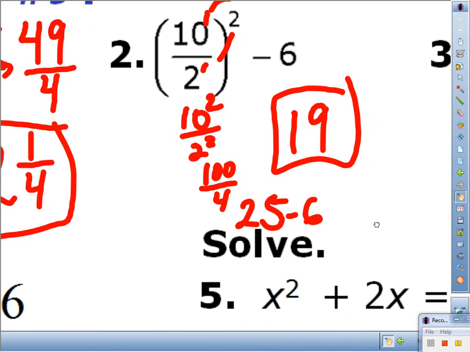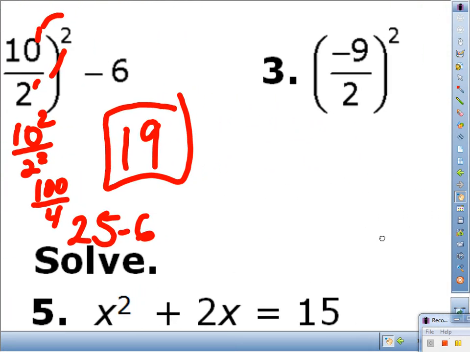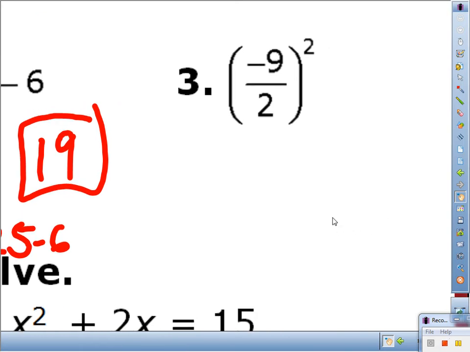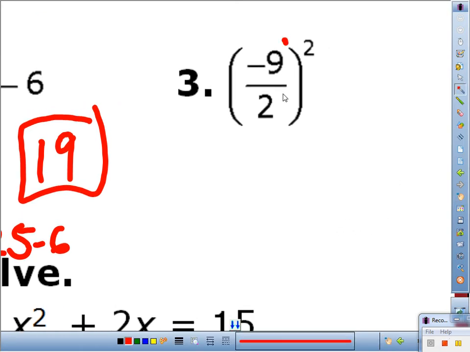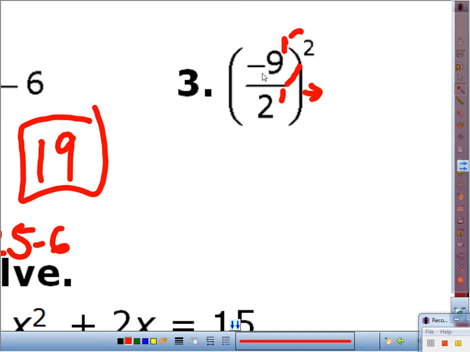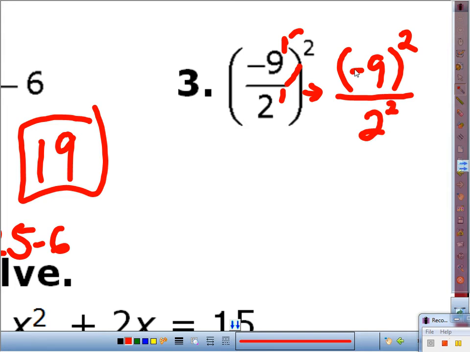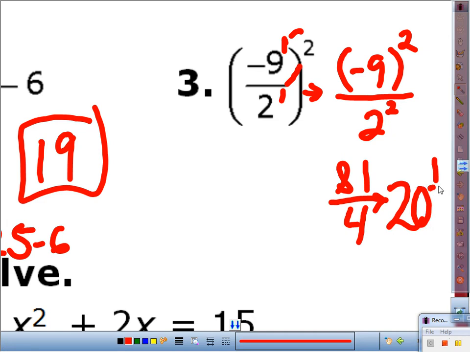Go to number 3. Number 3 is a little tricky, but it works. Check this out. Put a 1 there, distribute, and I said that for all negative numbers, you leave them in a parenthesis. Is that correct? Yes. To the second power over 2 to the second. So what is negative 9 times negative 9? 81 over 4. How many times does 4 fit in there? 20 times and 1/4. Hands, have you got that? Okay, good.